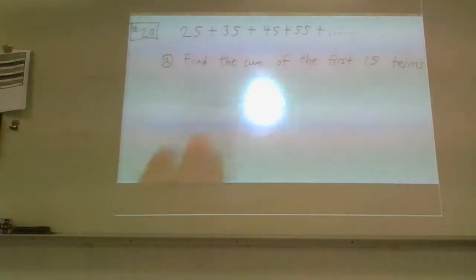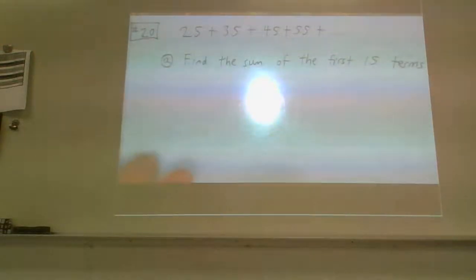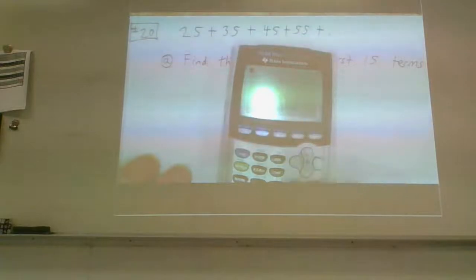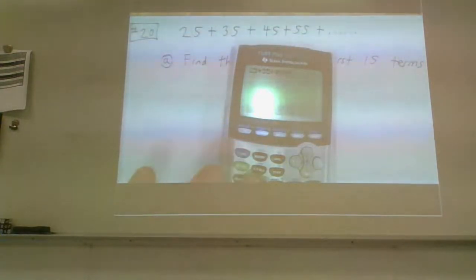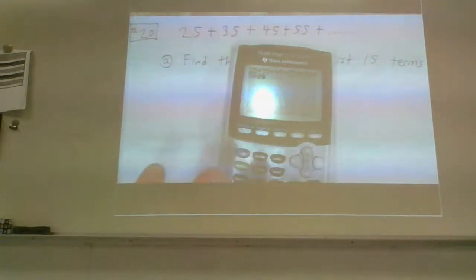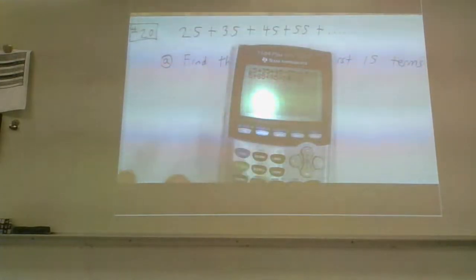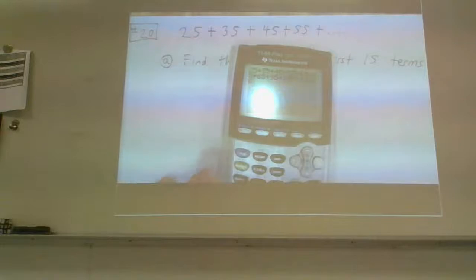I can see that the pattern is plus 10 every time. So I would just be like, okay, 25 plus 35 plus 45. So it's 3, 4, 5, 6, 7, 8, 9, 10, 11, 12, 13, 14, 15. There we go. I got my answer.